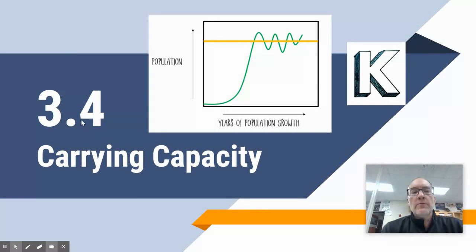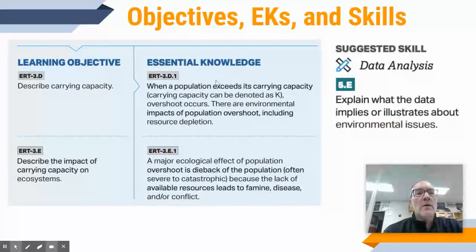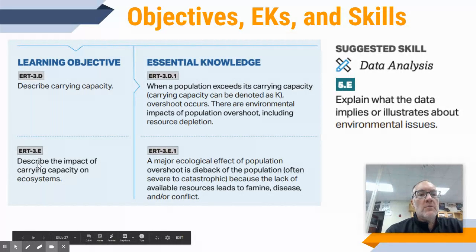So for 3.4, carrying capacity. And again, here's another place where we use another letter to represent C. We use K for carrying capacity. You can see by this graph that we're going to be looking at graphs quite a bit in this example. We're going to describe carrying capacity. Our data analysis: explain what the data implies or illustrates about the environmental issue. We're going to describe the impact of carrying capacity on ecosystems. So those are our learning objectives, essential knowledge you can read yourself.